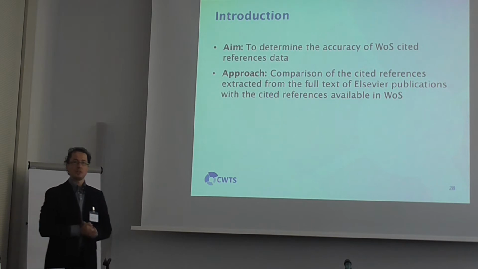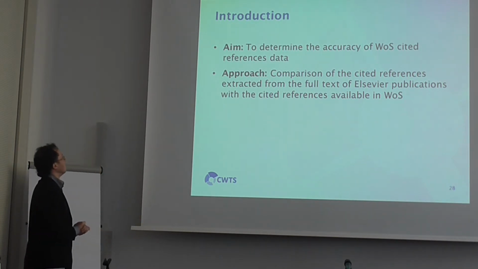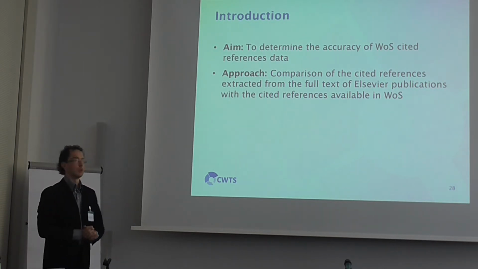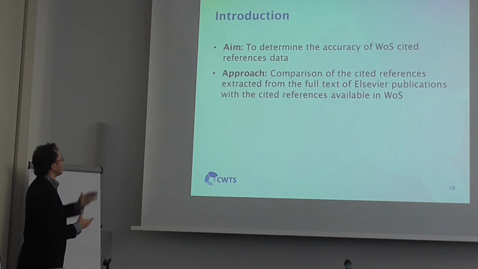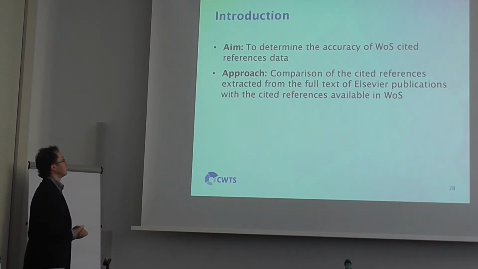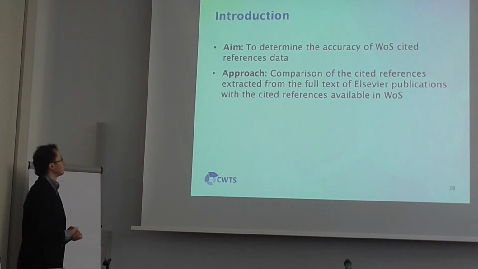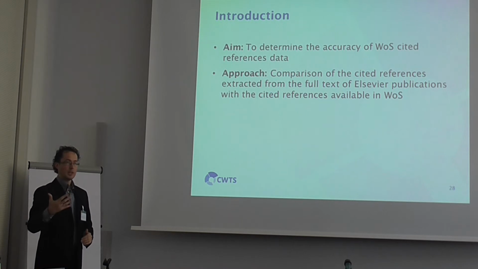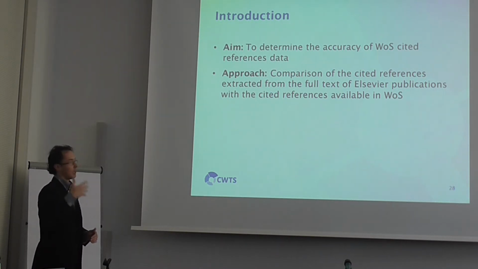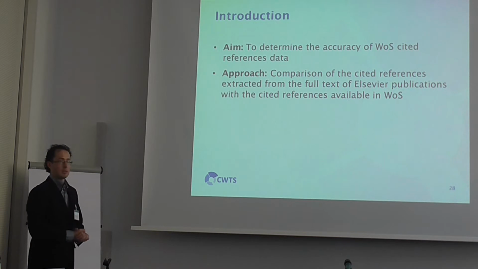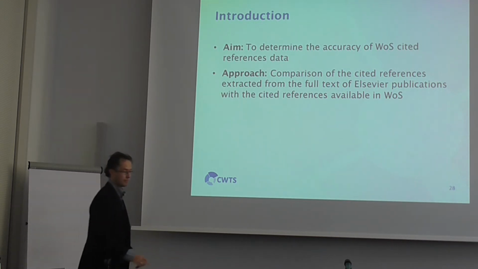I have to stress that this is work in progress. So we are not completely finished yet, but I would like to share the first results with you. Well, the aim of this study is to determine the accuracy of the Web of Science cited reference data. And we take the following approach. We compare the cited references extracted from full text data from Elsevier publications, and we compare it with the data that is available in Web of Science.